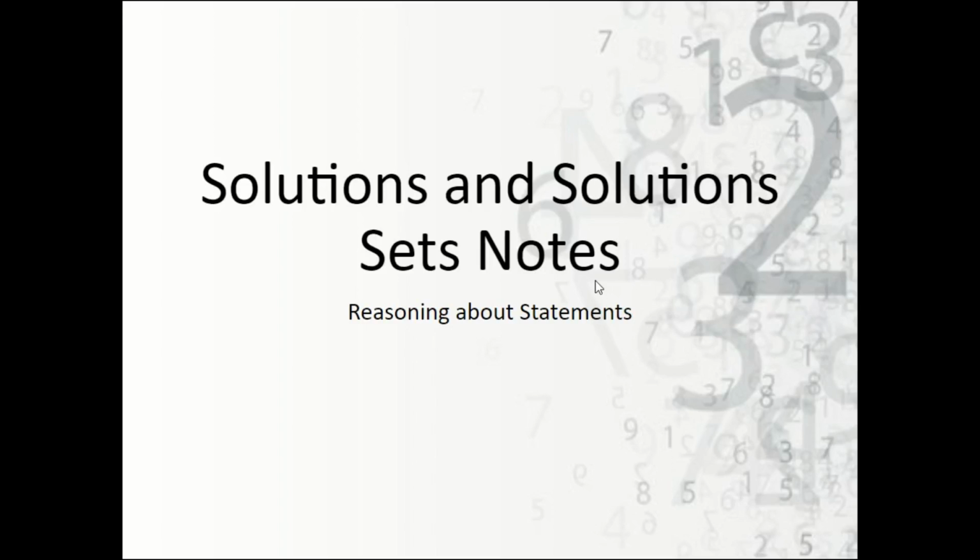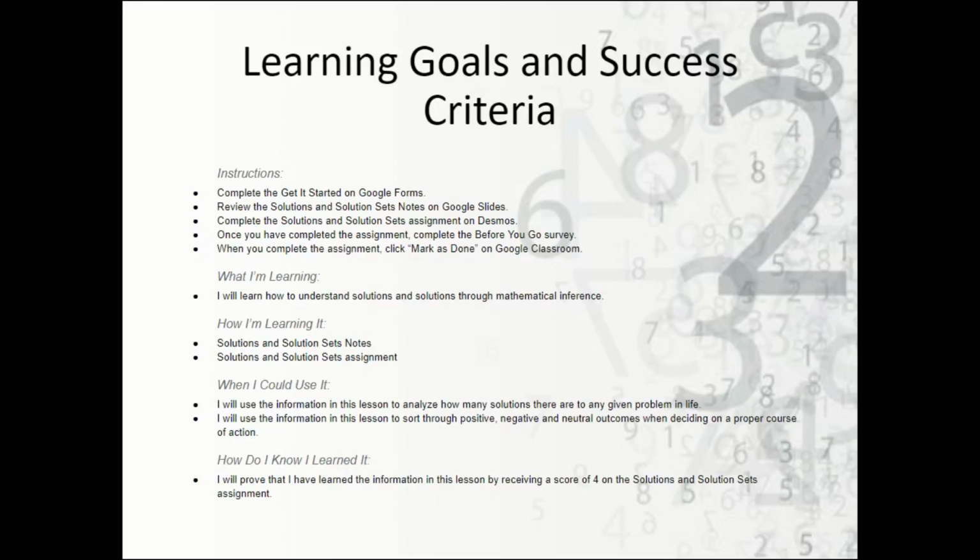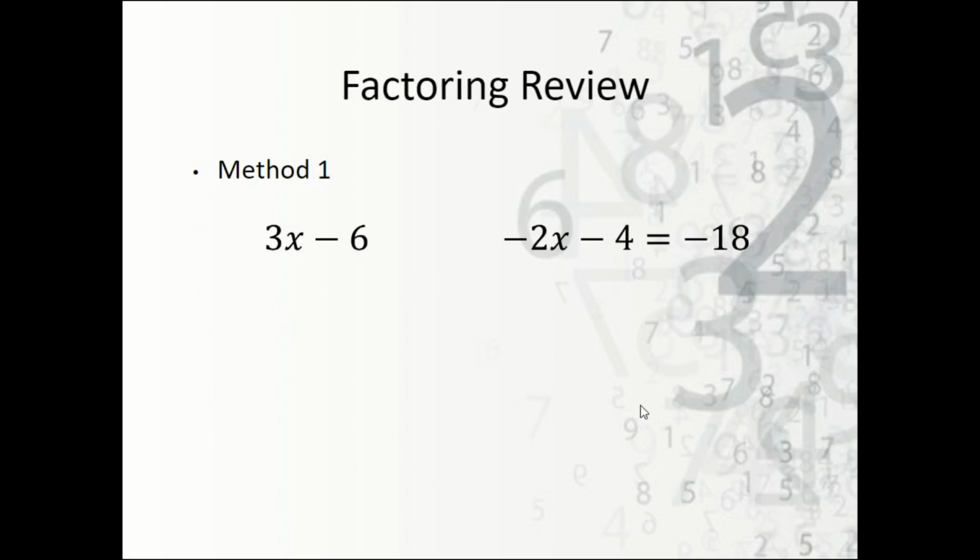Let's take a look now at the solutions and solution sets notes. The notes begin with the learning goals and success criteria. Factoring review. Let's look at method 1 of factoring. So we have 3x minus 6, and we should notice that there's a common factor there, which is 3, so we can factor that out. So this becomes 3 times x minus 2.